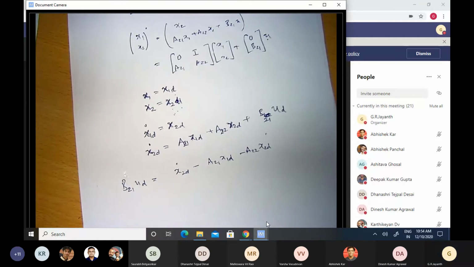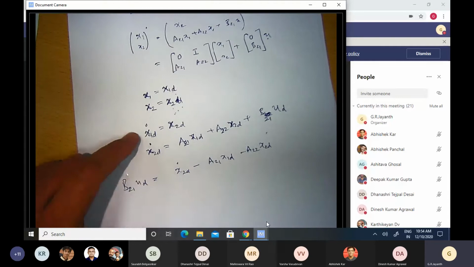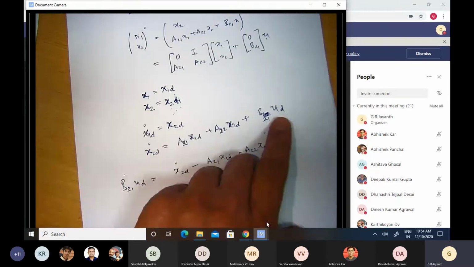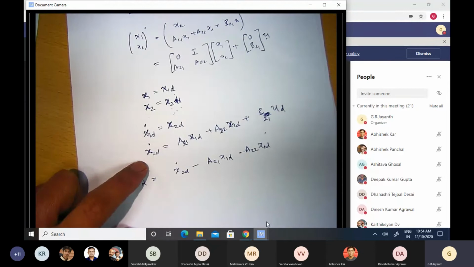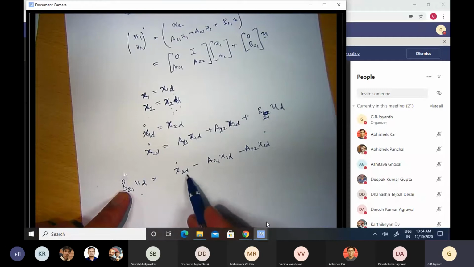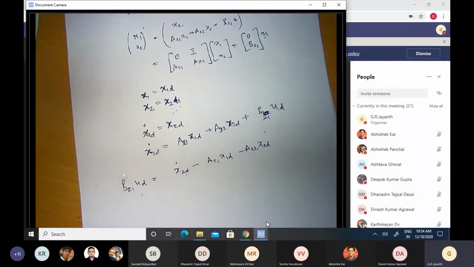This is my hope. I don't know how to get started with the control problem, but I know that if my states already assume values x1d and x2d, this is the relation between the states, their rates of change and the input. So I work backwards and hope that if I apply this input, I will end up getting my states to converge to x1d and x2d. Any questions about this logic?